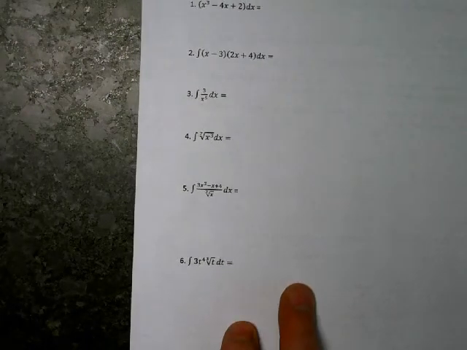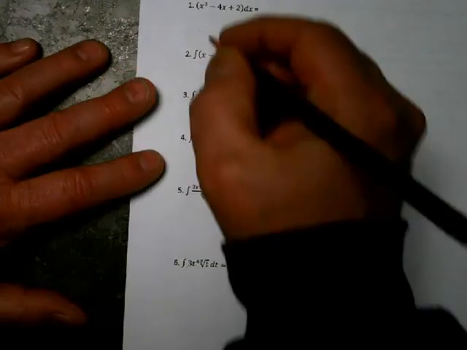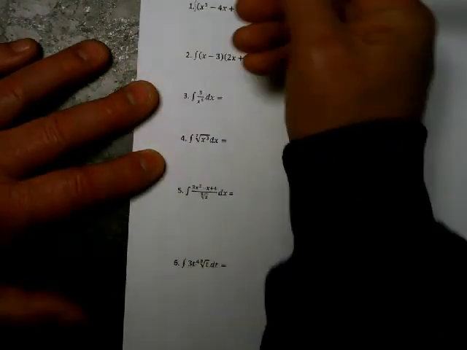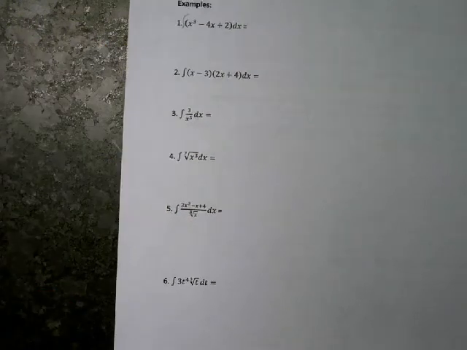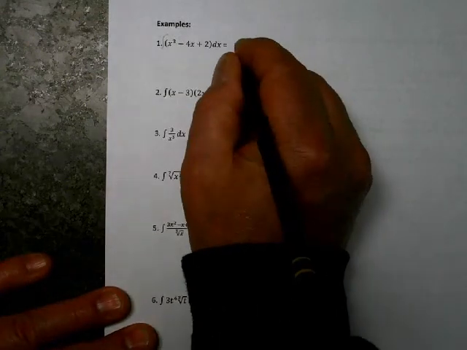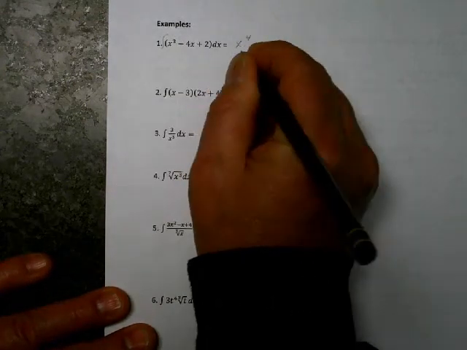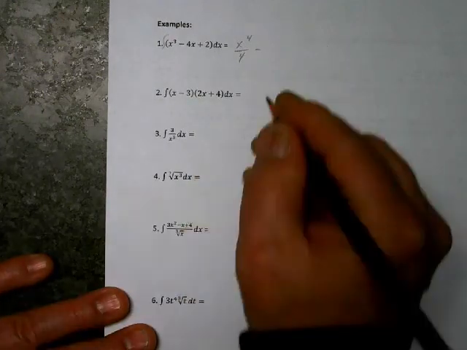Now, here are some examples. Let's go ahead and put an integration sign in there. If I integrate x cubed minus 4x plus 2 dx, that is going to equal, now I'm going to add 1 to the exponent, now I divide by the exponent. Minus.